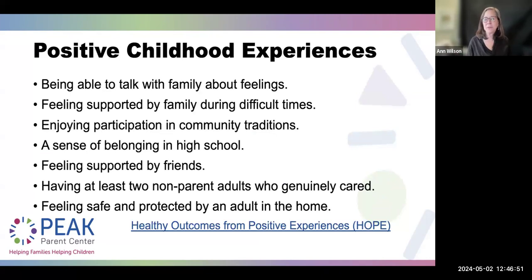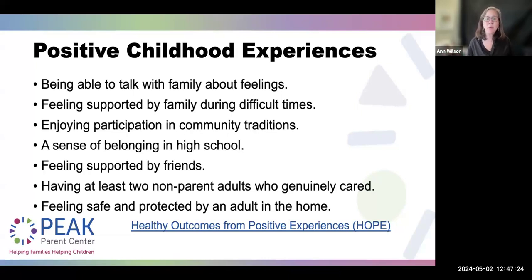Sometimes when we talk about doing enrichment or things, people feel like they don't have the time or they don't have the money to pay for special lessons or anything. And so I want to highlight positive child experiences. These are research based and they're indicators of healthy outcomes from positive experience, called HOPE. There's a link to the organization, but they identified these positive child experiences that can really make a difference in outcomes. And some of these are easy to do.